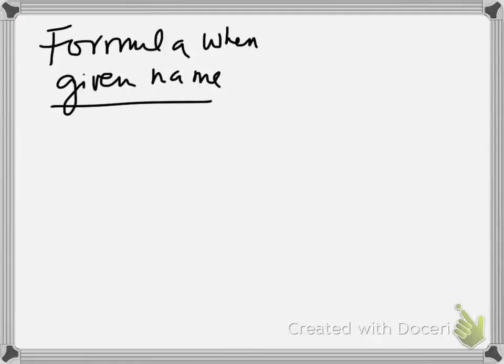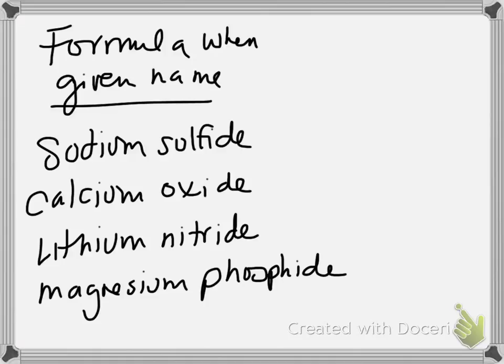When you're going the other direction, when you are given a name and you need to find the formula, this is actually the slightly more challenging part for most people. How do you figure out what those subscripts are going to be? How do you figure out the ratio? You have to know your ions.